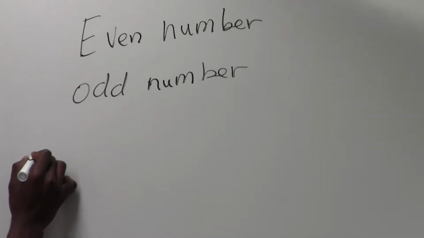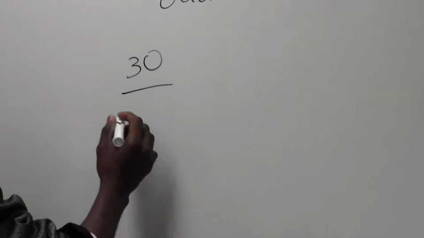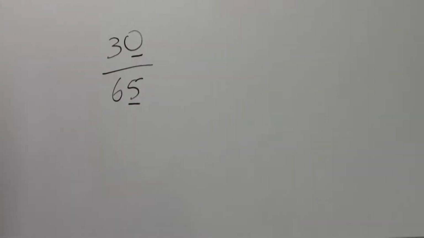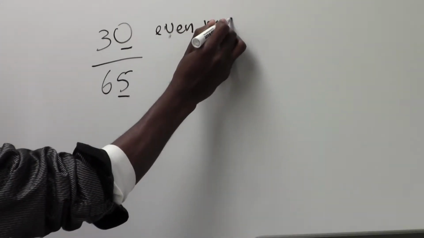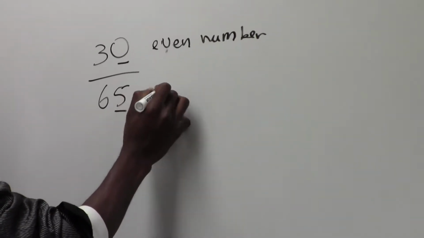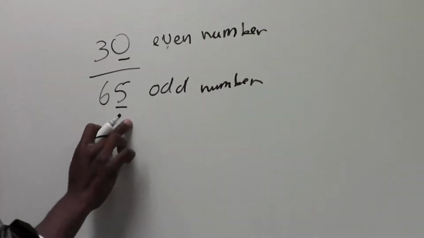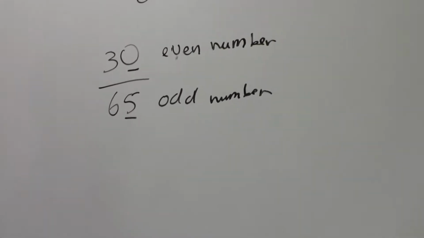So for example, I'm going to give an example. If you have 30 over, let's say, 65, you look at the last digit. 30 is an even number, and this is the odd number, because the last digit is 5.